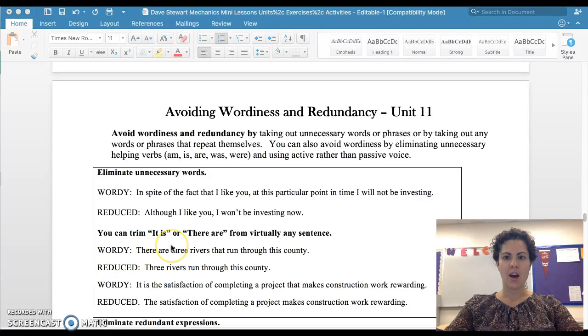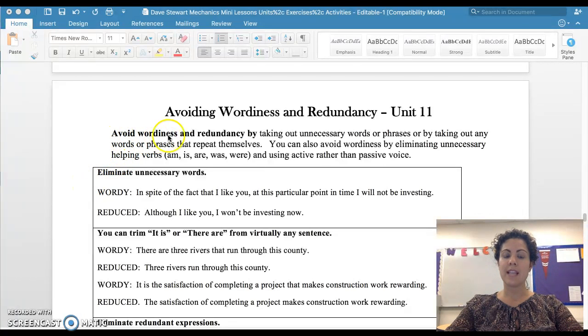Hey guys, we're on Unit 11, Avoiding Wordiness and Redundancy, and I have to say this is a crucial unit. This is kind of what we've been building up to, really understand and make our sentences really, really clear. So a lot of what I'm saying here you've probably heard me say in class, but we're going to take it one step at a time and go through it. So how do we avoid wordiness and redundancy?